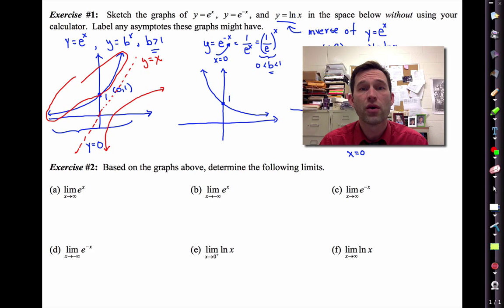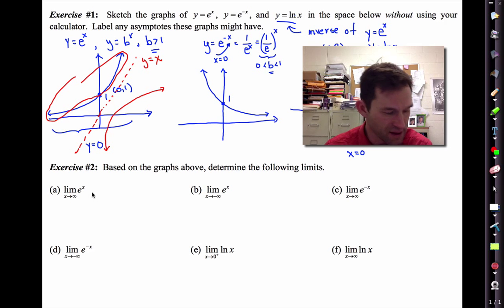All right, let's go through these limits. Now, in each one of them, we want to appeal to the graph. So let's take a look at the limit of e to the x as x goes to infinity. All right, well, that solidly puts us on the first graph that we drew. And of course, what we see is that as x gets larger, as x heads towards infinity, no great surprise, e to the x also heads towards infinity.